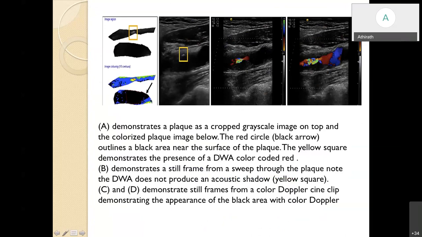This is the same again, but in this first image, that is A, you can see the red circle within the plaque, which is shown by an arrow. This demonstrates something called a juxtaluminal black area, which indicates that the plaque is rich in necrotic content and neoangiogenesis. Whenever this juxtaluminal black area is located close to the lumen, there's a high risk of plaque disruption. And there is something called DWA, that is diffuse white area, within the plaque, which does not produce an acoustic shadow. This also indicates a bad sign within the image.